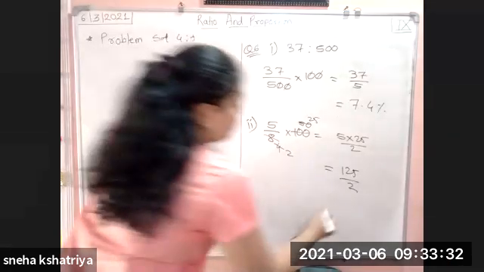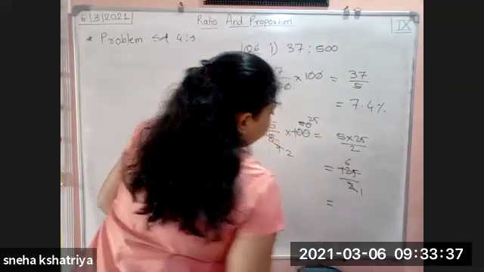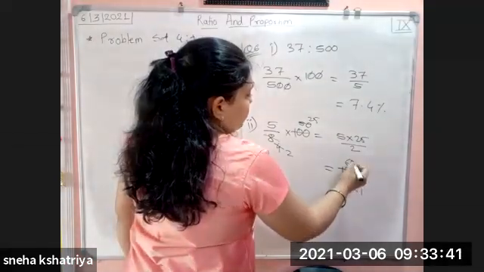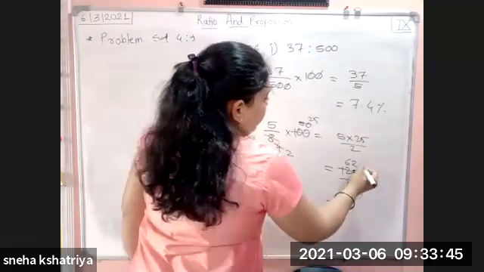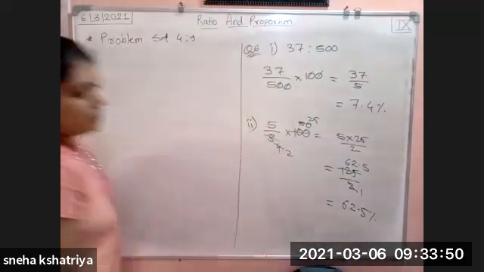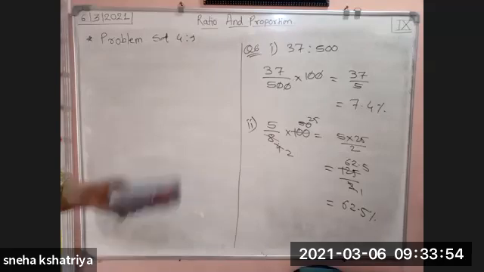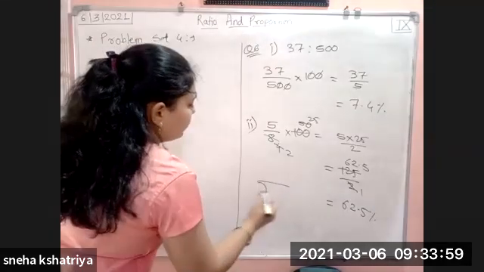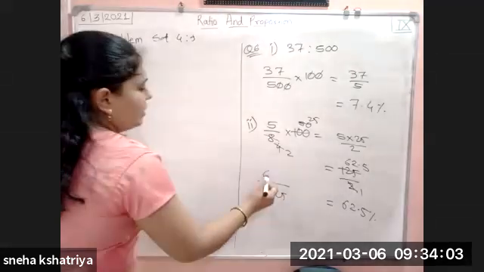Or we can solve it here: 2 ones are 2, 2 6s are 12. Then 5 is there, so 2 2s are 4. 1 remains. Take a 0, .5. So 62.5%. So the value is 62.5%. You can find this division also directly by a proper division method. So you will get 125 and 2. If you solve this, you will get 62.5.